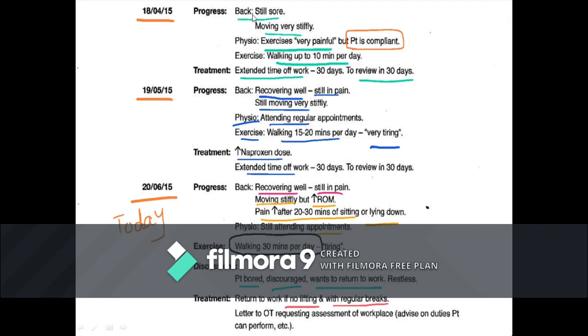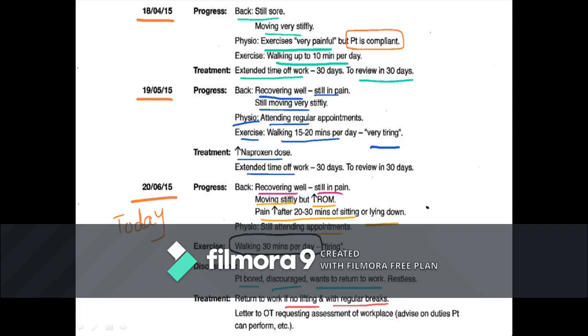On this date, the patient presented still sore in his back. Movements were very stiff. He was very compliant with his exercise and was walking up to 10 minutes per day. Seeing his condition, you extended his time off from work for 30 more days. Then after 1 month he again presented still in pain and movements were still very stiff. He was attending his physio and walking 15 to 20 minutes, but it was very tiring. So you increased the naproxen dose because his walk was very tiring, and you again extended his time off from work for 30 days. So on these 2 visits the patient's complaint was almost the same.